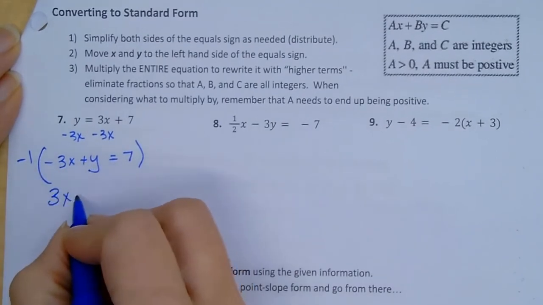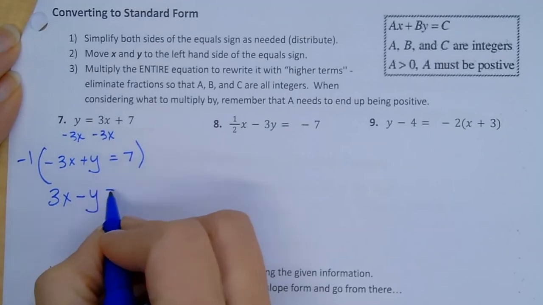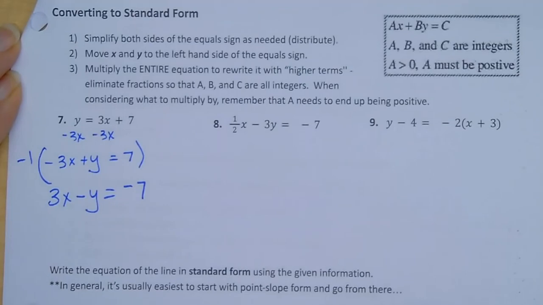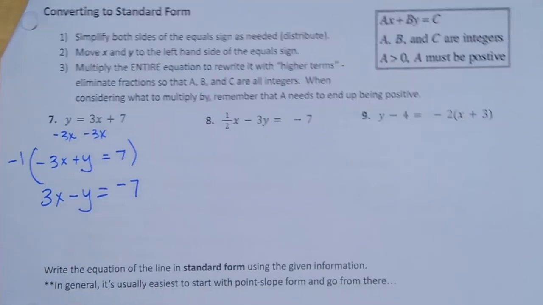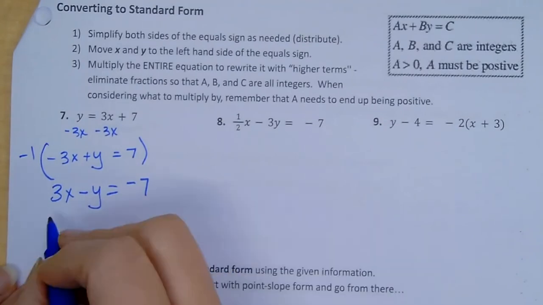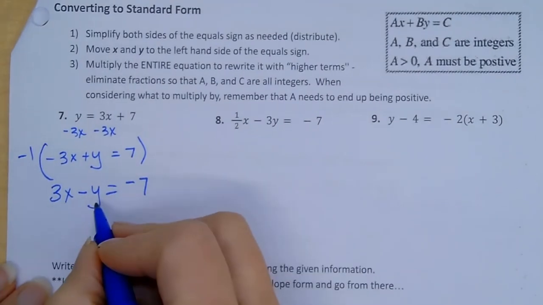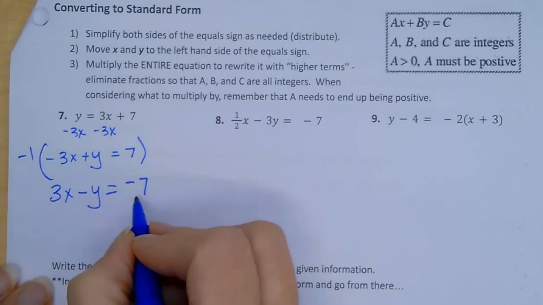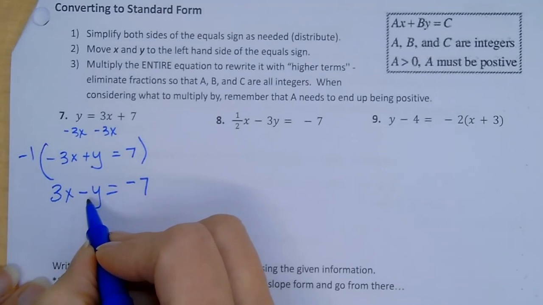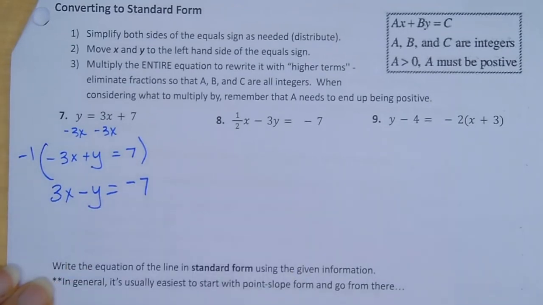-1 times y is going to be -y. And -1 times 7 is going to be -7. Okay, it's equivalent, it's just that I changed it so that my a term has to be positive. All right, so a is positive, and a and b and c, they're all integers, right? I have a is 3, b is -1, and c is -7.